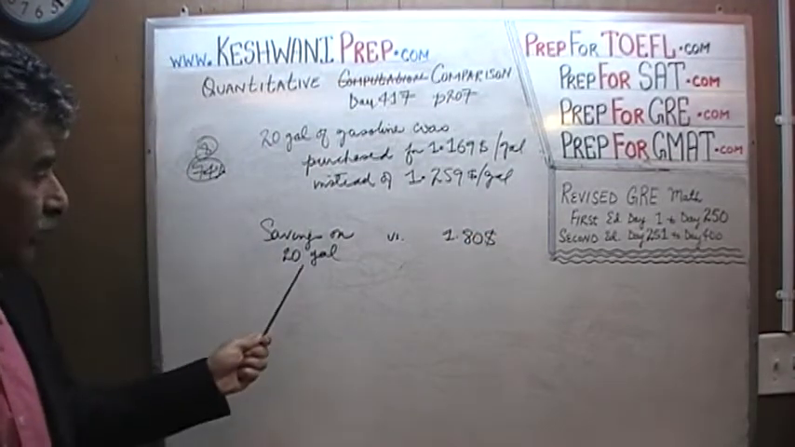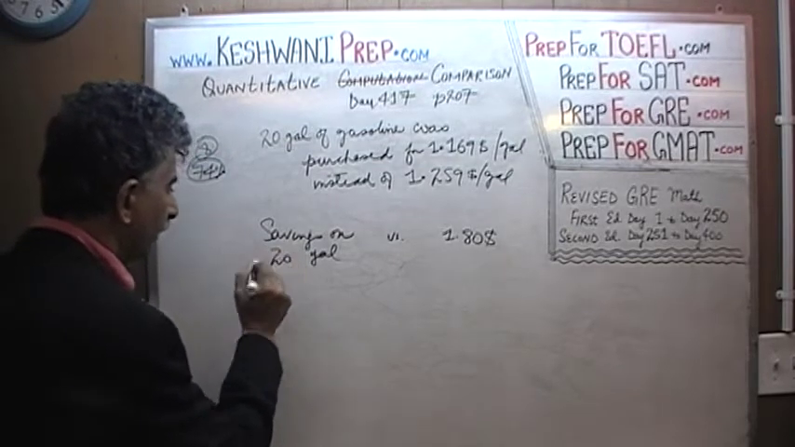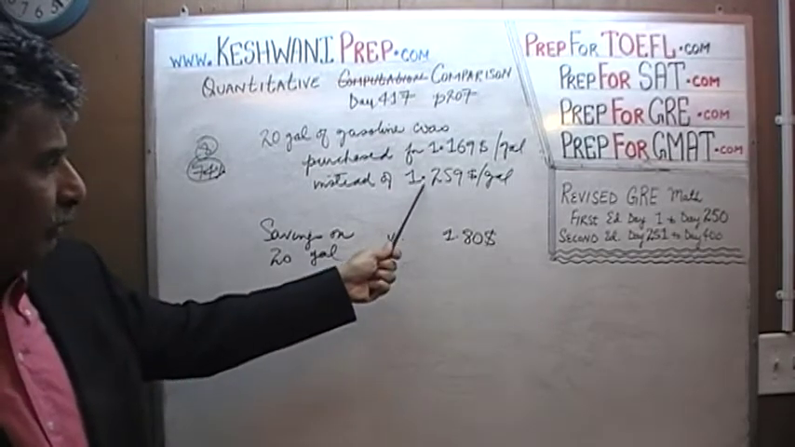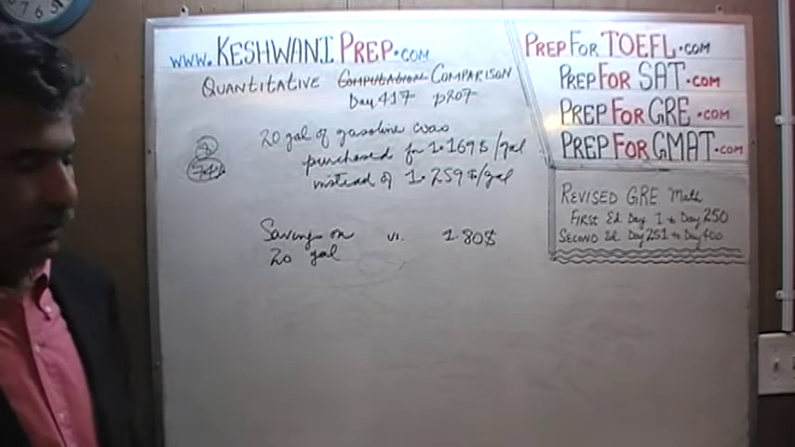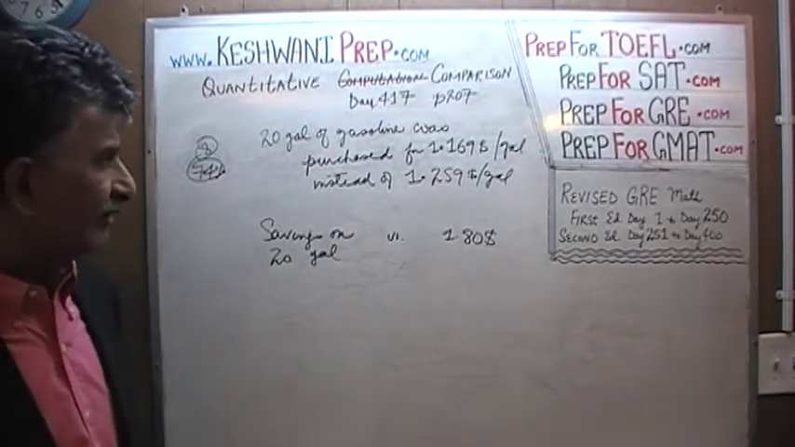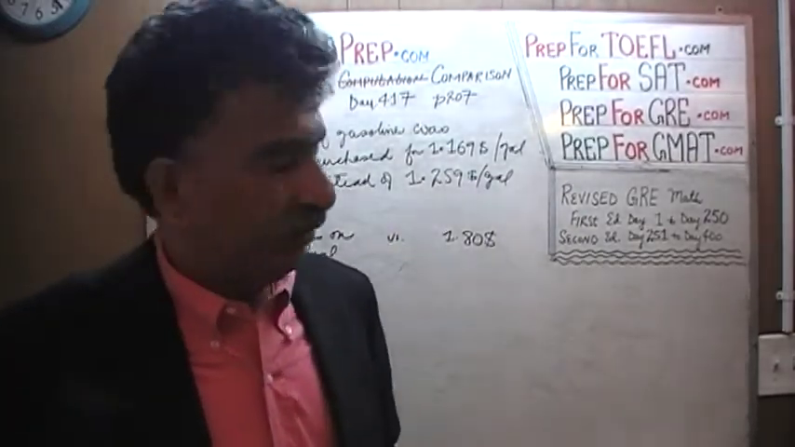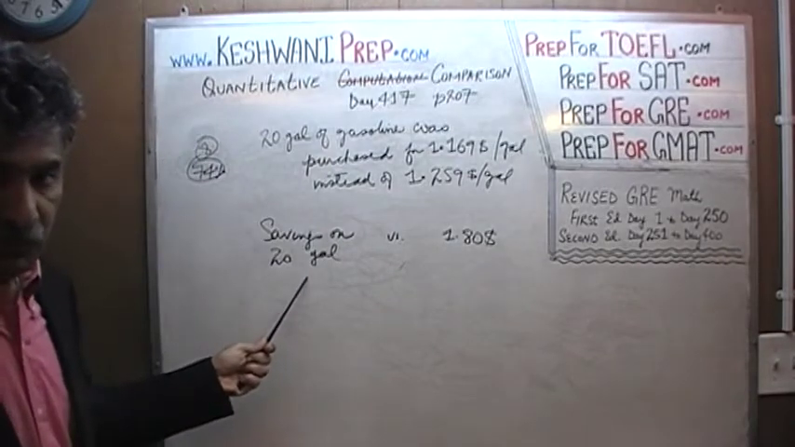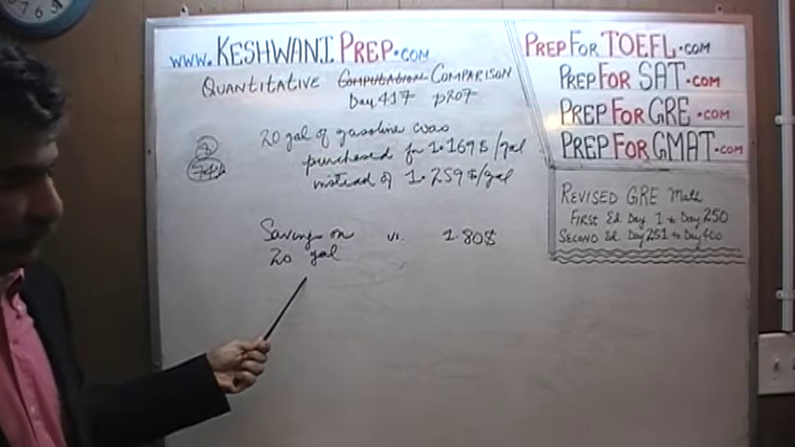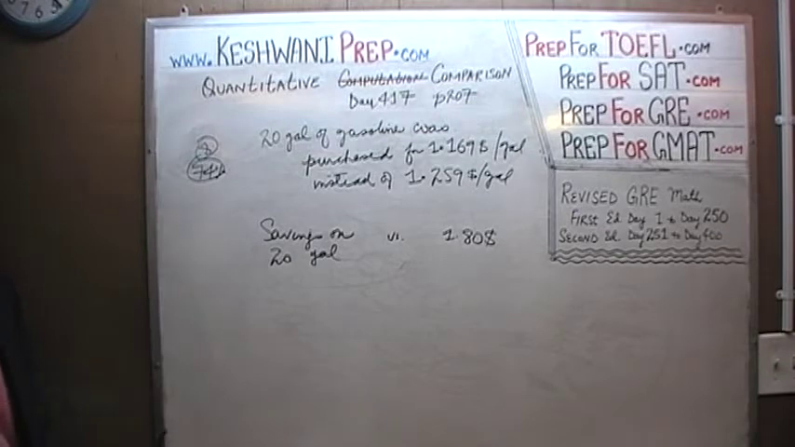So we're buying 20 gallons of gasoline, and here's what's going on. What we're being told is that the regular price of the gasoline is $1.259 per gallon, but we purchase it at $1.169 per gallon. The question is, how does the saving on the purchase of 20 gallons compare with $1.80? I'll give you 2 seconds to pause and unpause so that you can do it yourself.